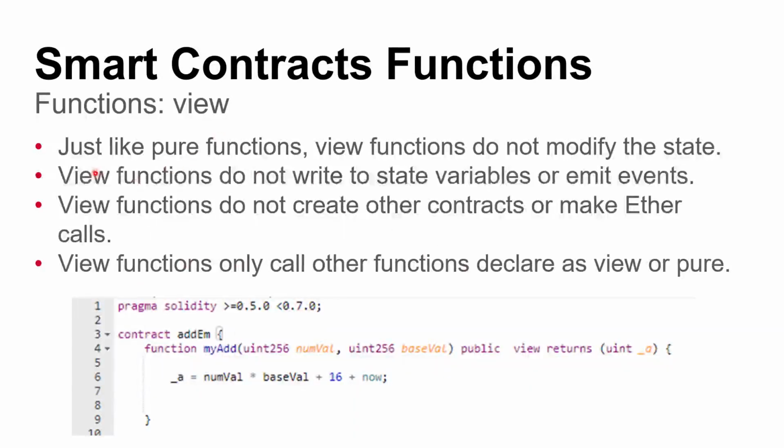Now a view function. Just like pure functions, view functions do not modify the state. View functions do not write to state variables or emit events. View functions do not create other contracts or make ether calls. We can see here that, like pure functions, view functions only work with other view or pure functions.